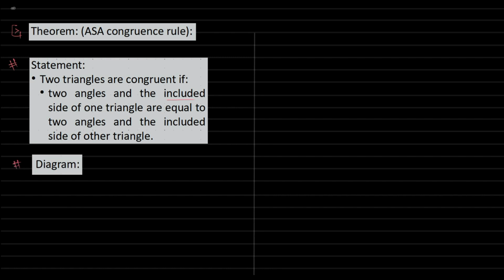So the diagram would be something like this. Try to draw two congruent triangles itself. Copy, paste, and don't draw an equilateral triangle. I try not to draw an equilateral triangle. I hope this doesn't look like one.